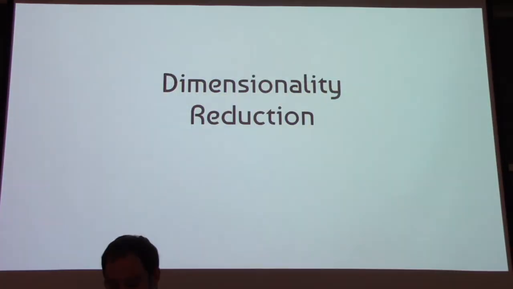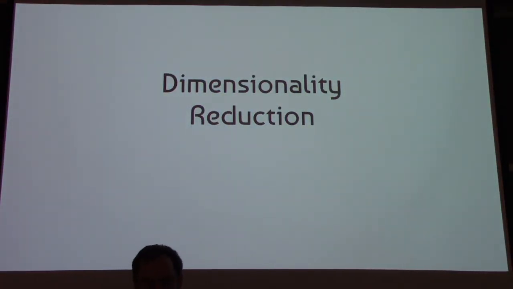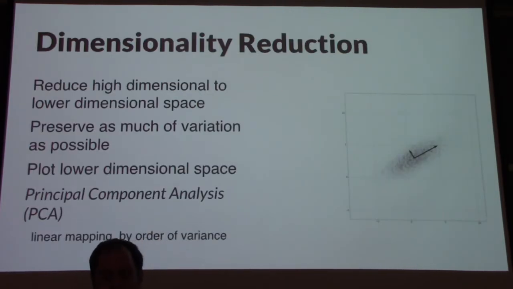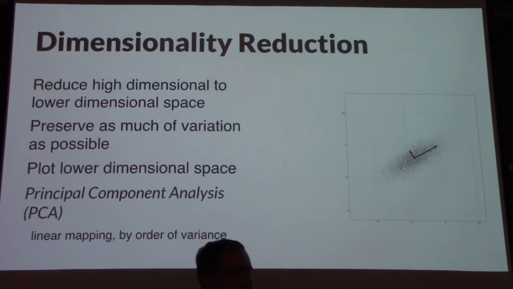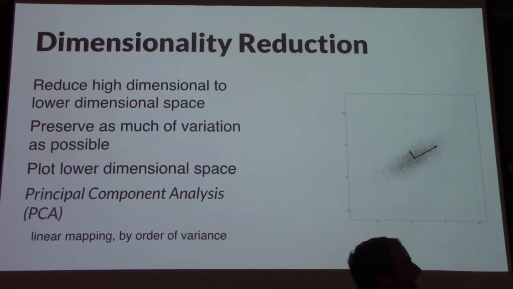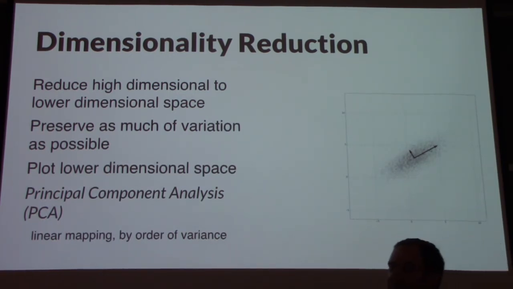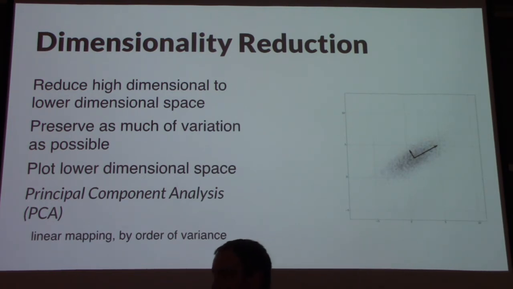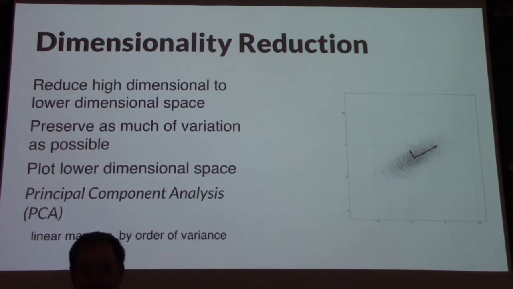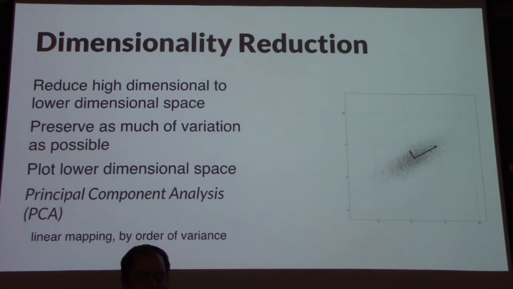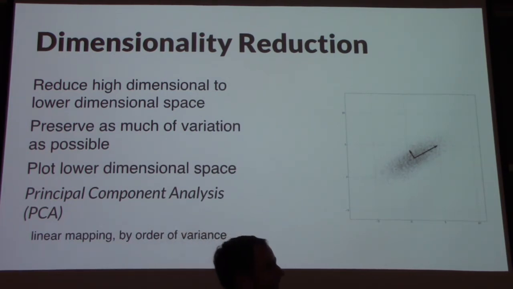Okay, so now I wanted to talk a little bit about dimensionality reduction. This is going to be even a little bit more informal. What is the idea of dimensionality reduction? The idea is to reduce a high-dimensional data set to a lower-dimensional space, with the goal of preserving as much of the variation as possible. And then we can plot this in lower dimensional space.